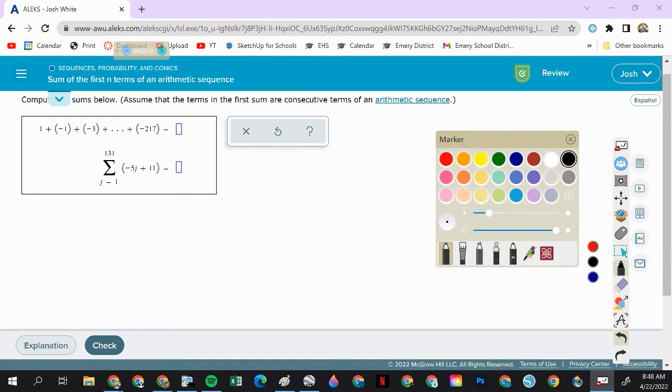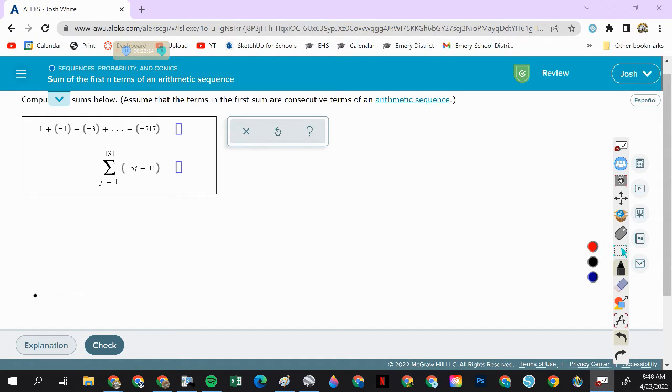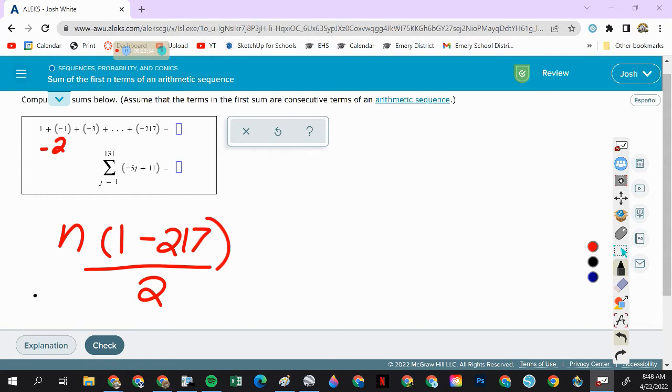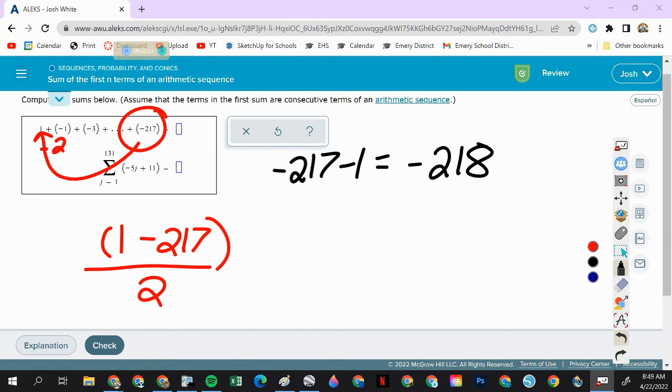Okay. All right. Now the other type. What is our common difference? Minus 2. So our formula is n times the first day, which is $1, and the last day, which is negative $217 over 2. So now we need to figure out how many days there are. To find that, I take this value and I subtract that value. So negative 217 minus 1 is negative 218.